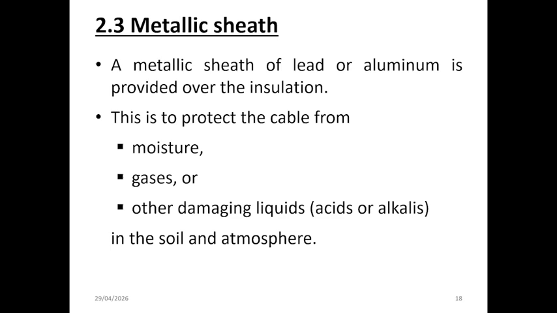Okay, this slide describes the metallic sheath in underground cables. A layer of lead or aluminum is placed over the insulation to protect the cable from moisture, gases, and harmful chemicals such as acids or alkalis present in soil or the surrounding environment. So this sheath ensures long-term durability and reliable operation of the cable.